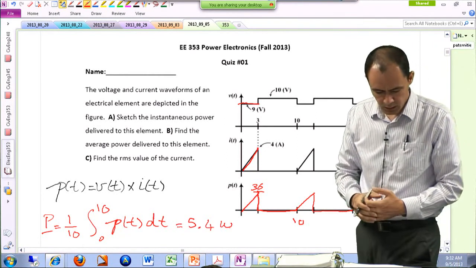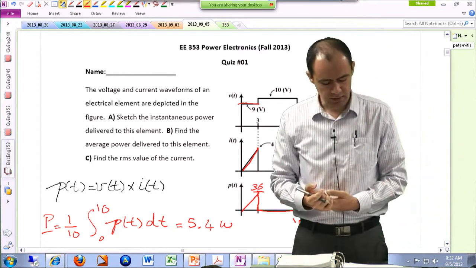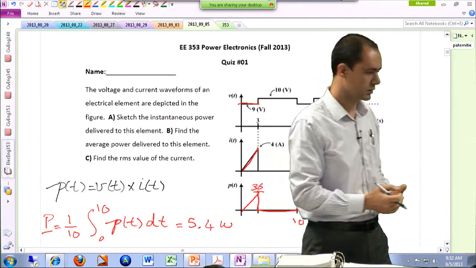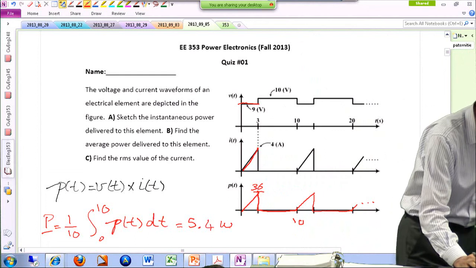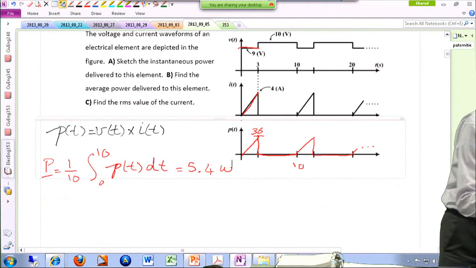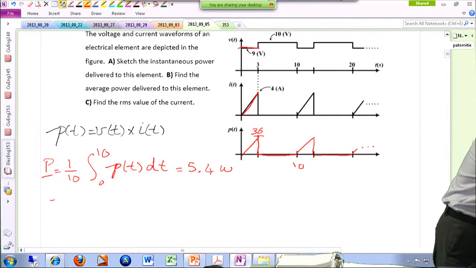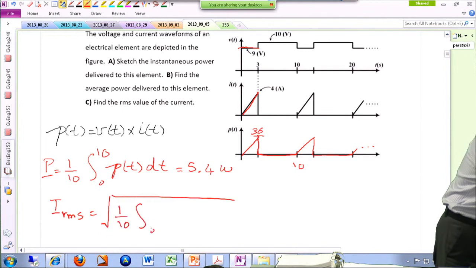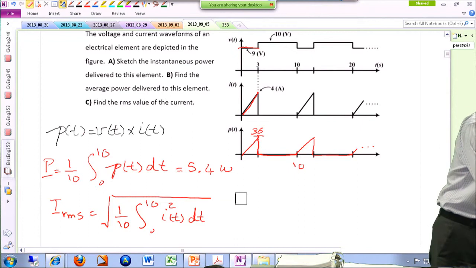Part C is asking about the RMS value of the current. So we have this current waveform, and we want to find its RMS value. Go back to the original definition of the RMS value of any signal. Here, we are looking at the current.